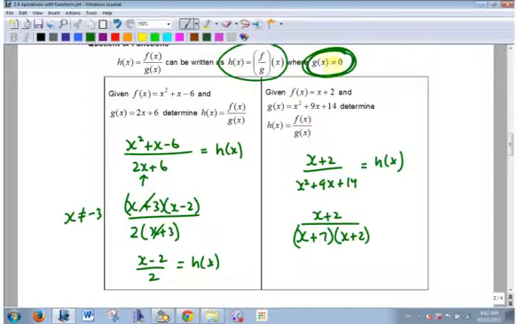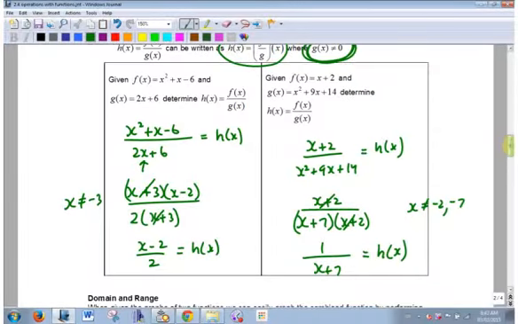Okay, again, we're not really talking about restrictions, but x cannot be -2 or -7. If it does, this thing falls apart, right? So do your restrictions first. What do I got left if I cancel everything out in the top? Okay, gotta have a 1 there. Okay, any questions on that?